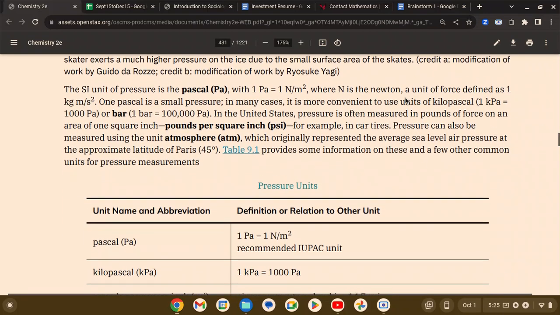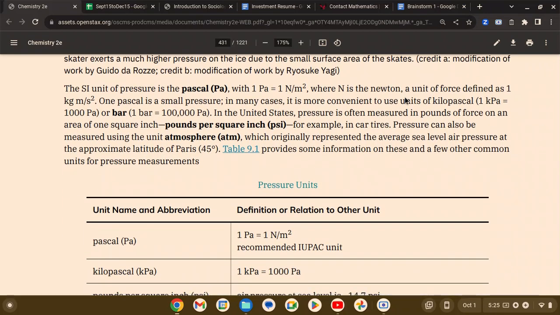The SI unit of pressure is the pascal, with 1 pascal equals 1 newton per meter squared, where the newton is a unit of force defined as 1 kilogram meter per second squared. 1 pascal is a small pressure. In many cases, it is more convenient to use units of kilopascal or bar, which is 100,000 pascals.